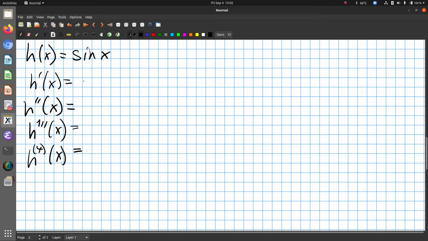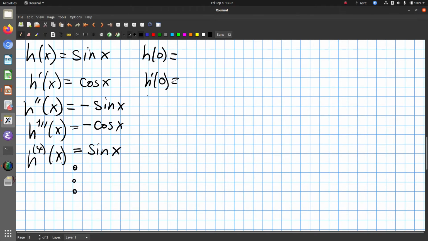Derivative of sine is cosine. Derivative of cosine is minus sine. Derivative of minus sine is minus cosine. And one more derivative, we come back to where we started. And the process repeats. Again, let's evaluate each of these at 0.